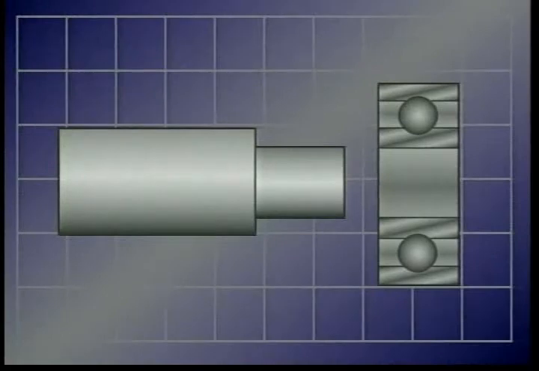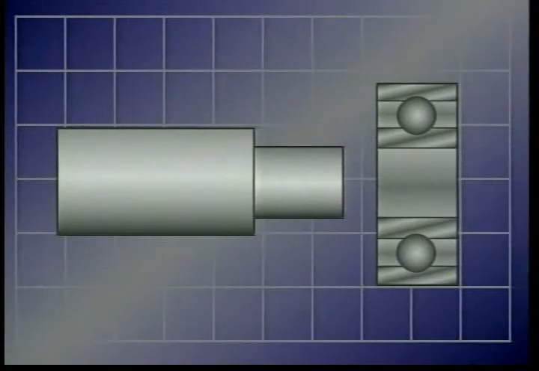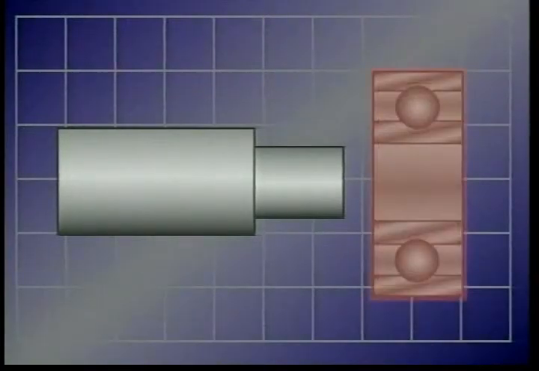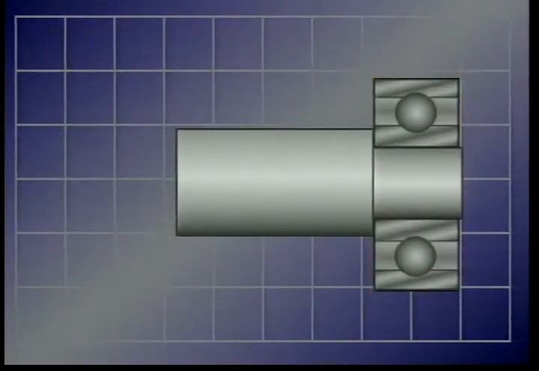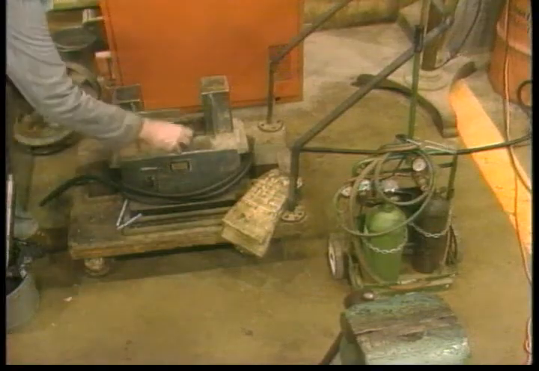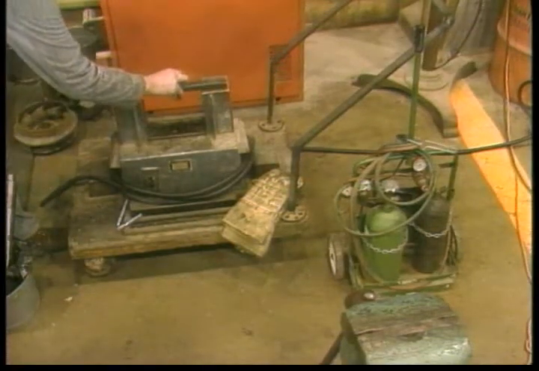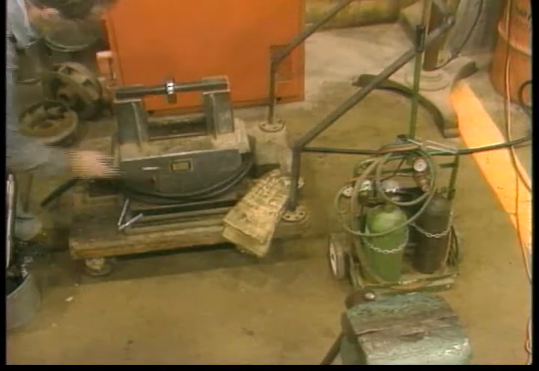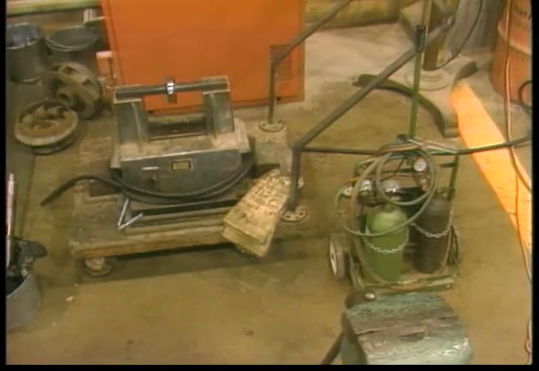Shrink fitting is another method of mounting bearings, particularly large bearings. In this procedure, the bearing is heated. This causes it to expand enough to allow it to be installed without using a press. As the bearing cools, it shrinks tightly around the shaft. The bearing must be heated slowly and evenly. You can use an induction heater, an electric oven, or an oil bath.